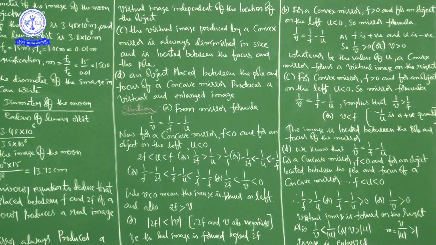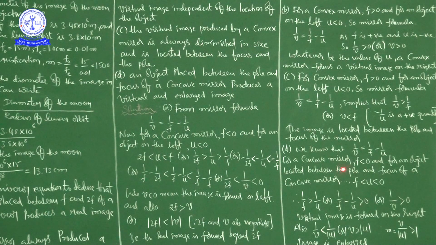Next, D. See here, the last thing we have to deduce. An object placed between the pole and focus of a concave mirror produces a virtual and enlarged image, right? An object placed between the pole and focus of a concave mirror produces a virtual and enlarged image. Okay, right. So it is the mirror formula, you know.